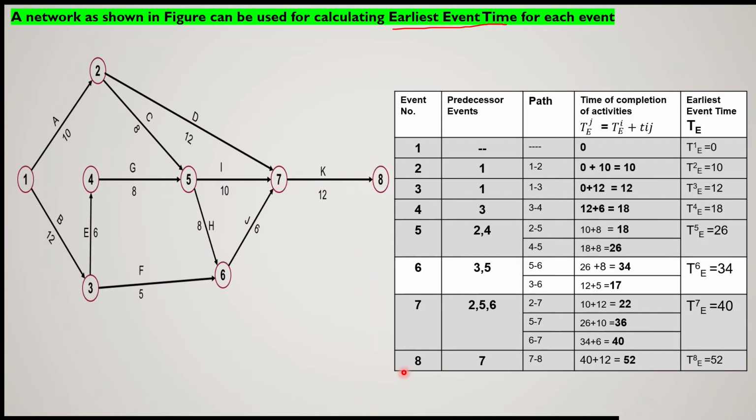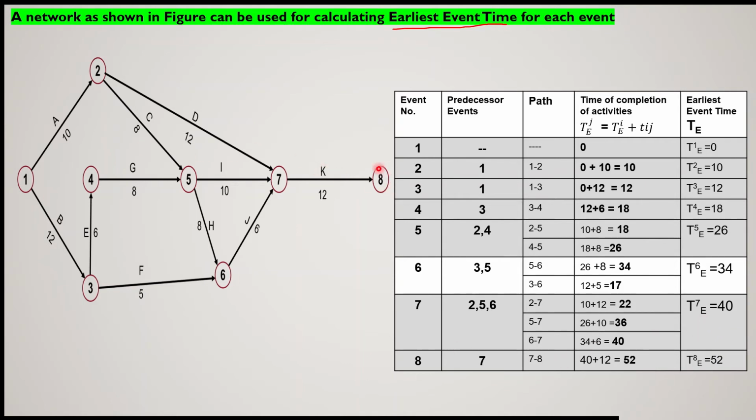For event 7, there are immediate predecessors 2, 5 and 6. So the paths will be 2-7, 5-7 and 6-7, and accordingly we have calculated 22, 36 and 40. So the maximum value is 40. So the earliest event time of event number 7 will be 40.